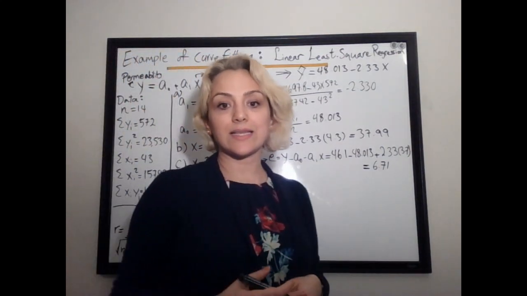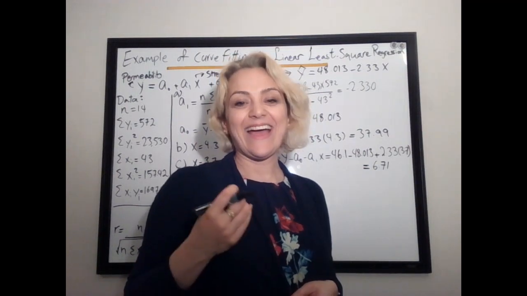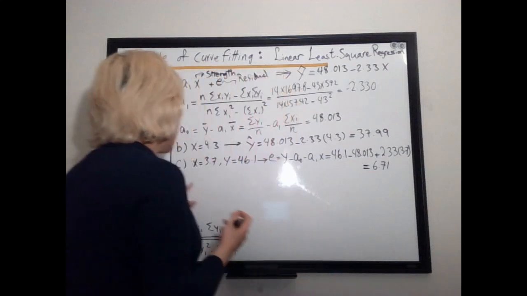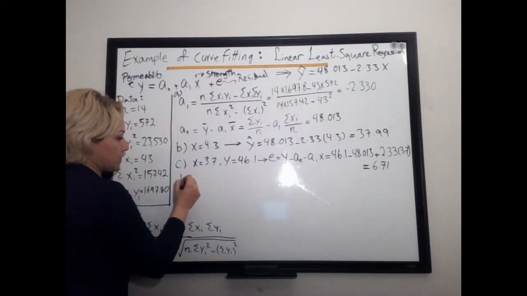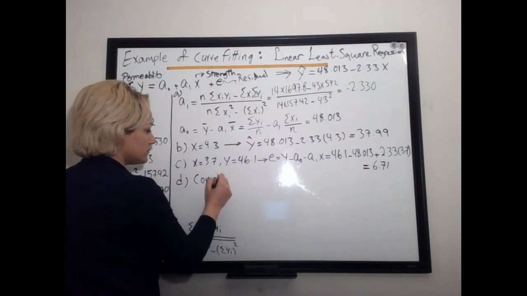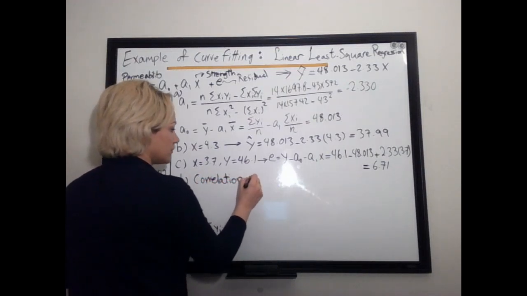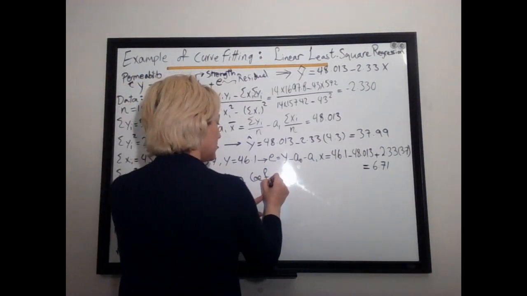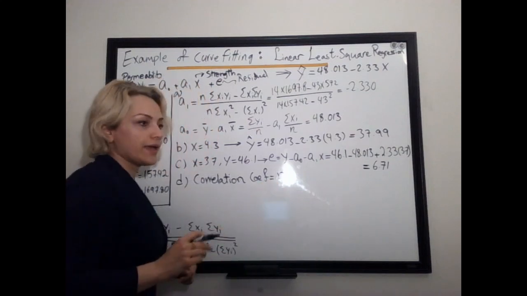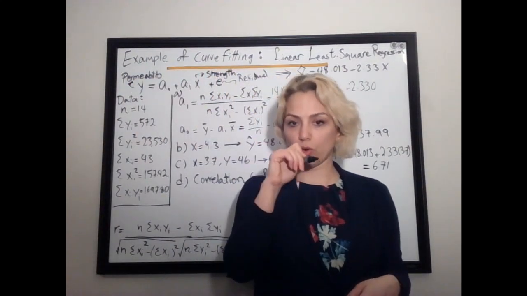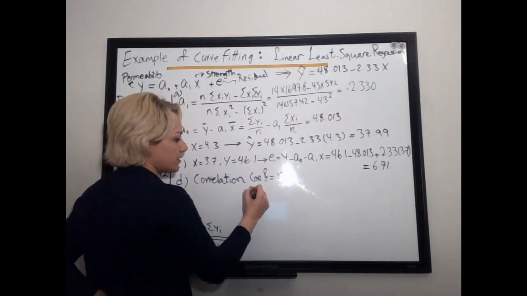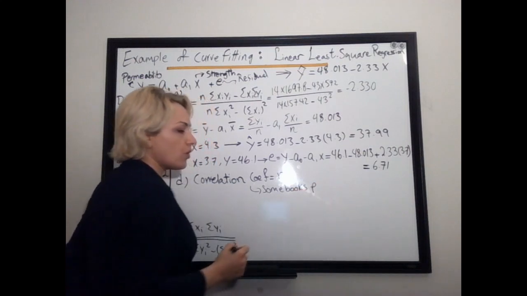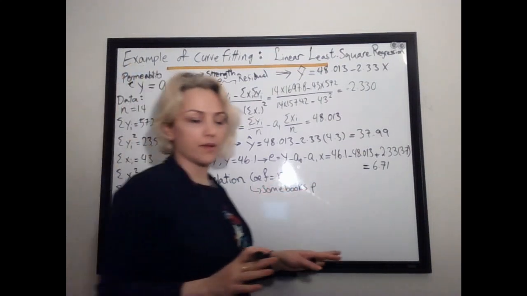In part D, it says to calculate the correlation coefficient to quantify the goodness of fit. Okay, so for the correlation coefficient, which we show by R, in some books you can see that they show it by rho as well. Both of them are acceptable.